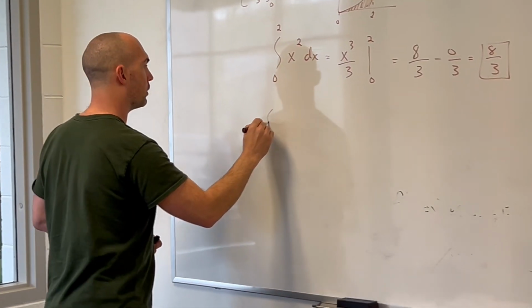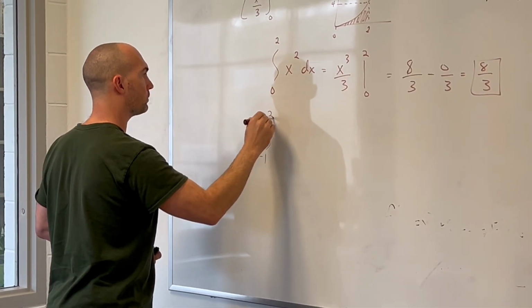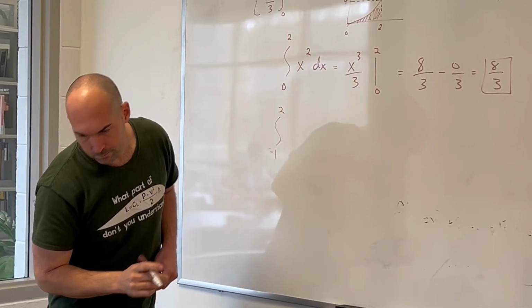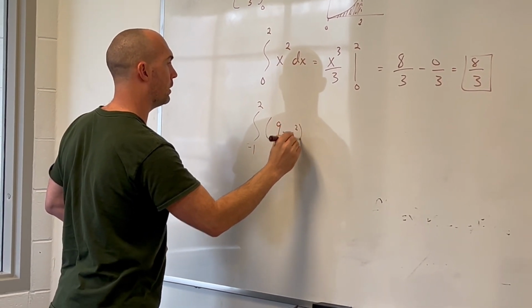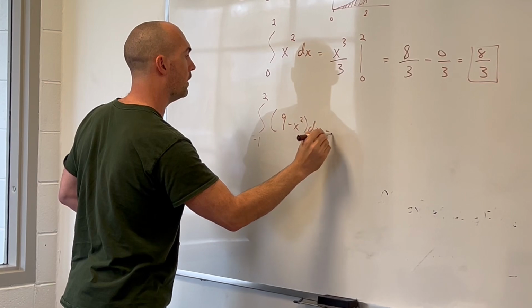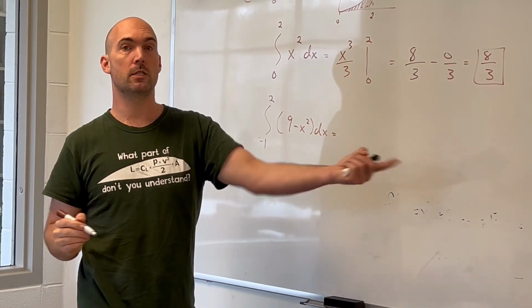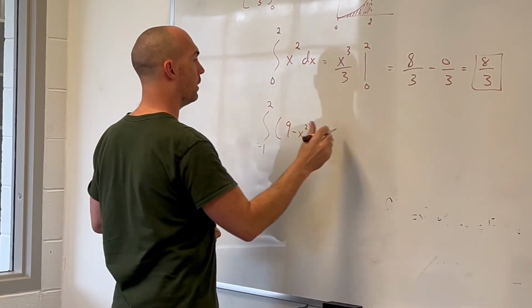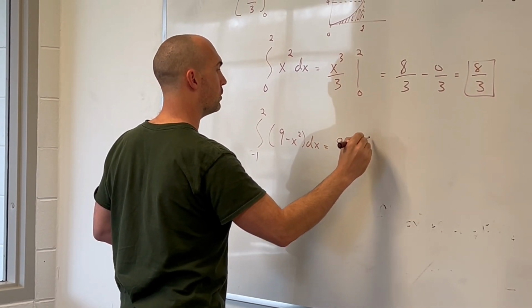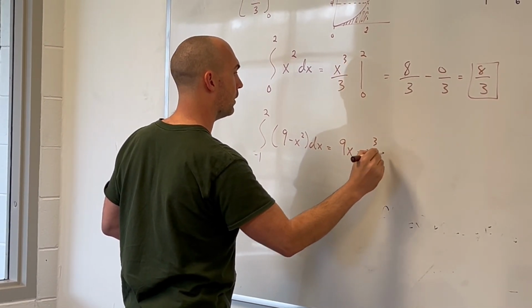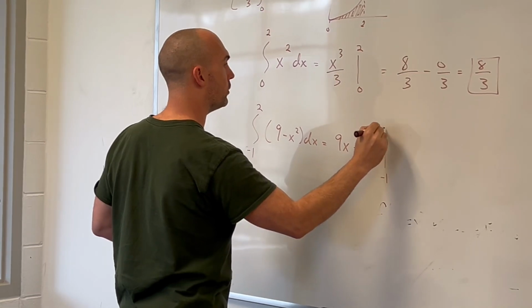Let's do a slightly more difficult one. The integral from -1 to 2 of 9 minus x squared dx. Again, first we check to make sure this guy is continuous. It is. Then we go ahead and find the antiderivative, 9x minus x cubed over 3. We're going to evaluate it from -1 to 2.